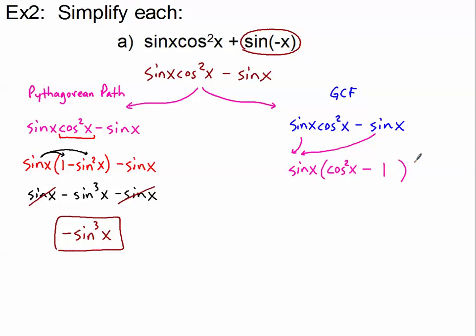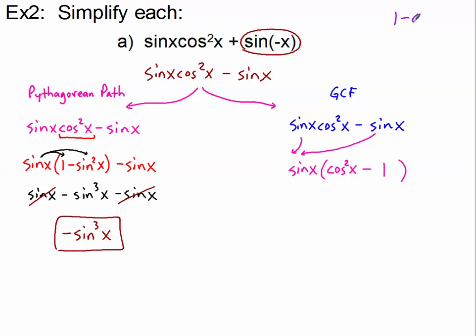So I've got sine x times the quantity cosine squared minus 1. Now we're looking at this. Some people are saying, well, wait a minute, I know cosine squared minus 1. I've seen that before. But no, you actually haven't. On your flashcard or on your list of identities, what you see is 1 minus cosine squared.